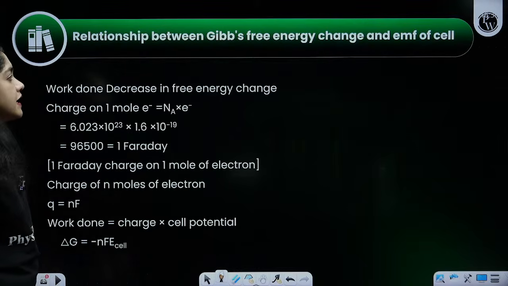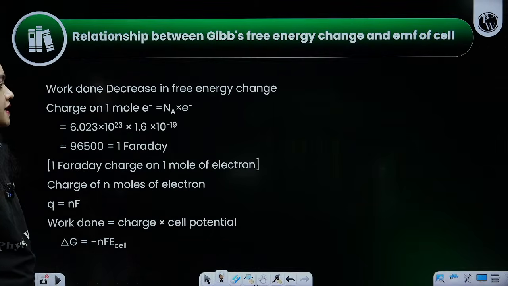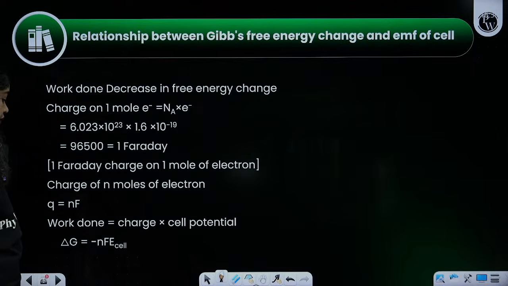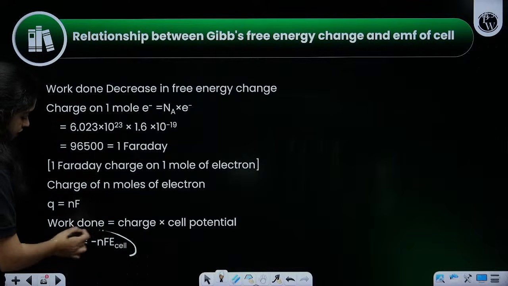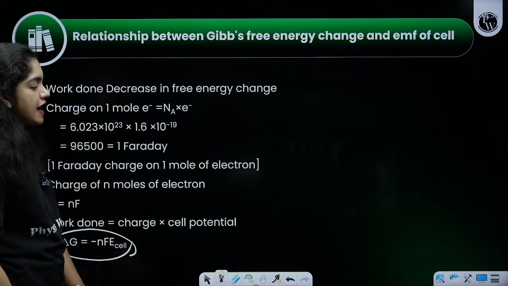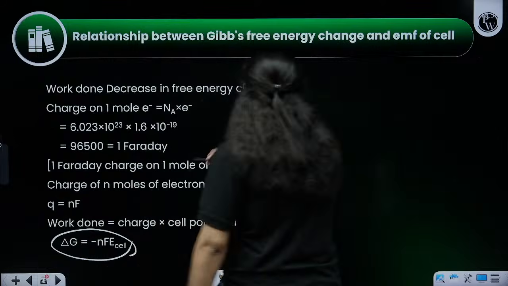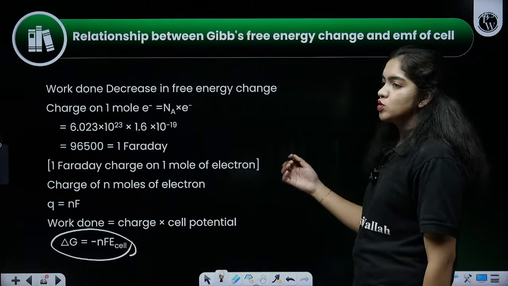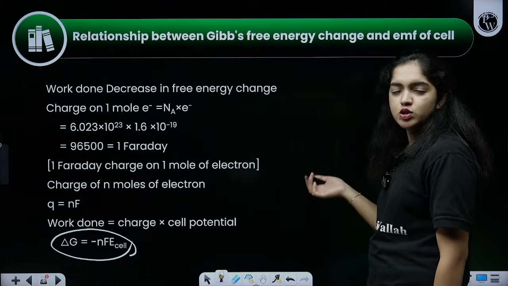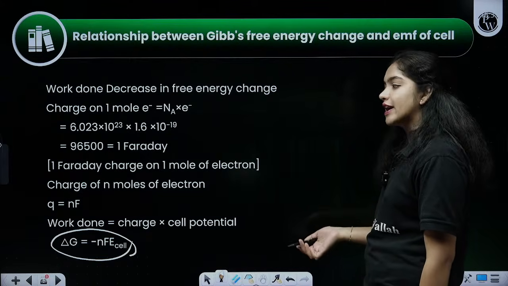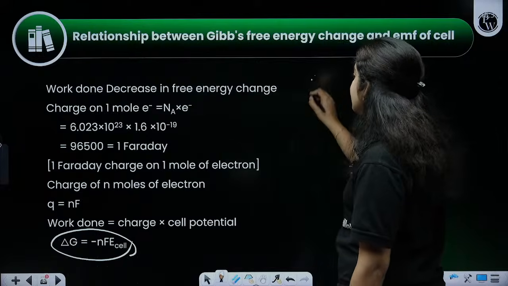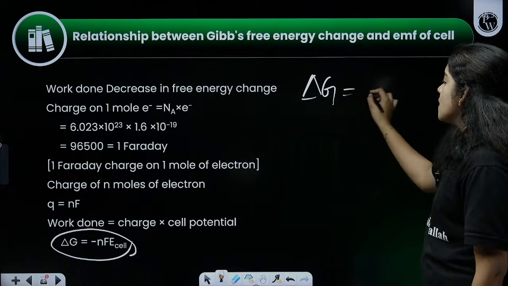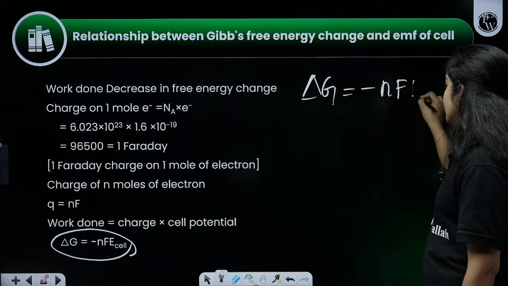Then the relationship between Gibbs free energy change and EMF of a cell. That equation is very, very important, and you need to learn it. We know Faraday's equation: Q equal to nF. What is Q? Charge is equal to nF, where n is the number of electrons and F is the Faraday. Substituting in this equation, delta G, the change in the Gibbs energy, is given by minus nFE cell.